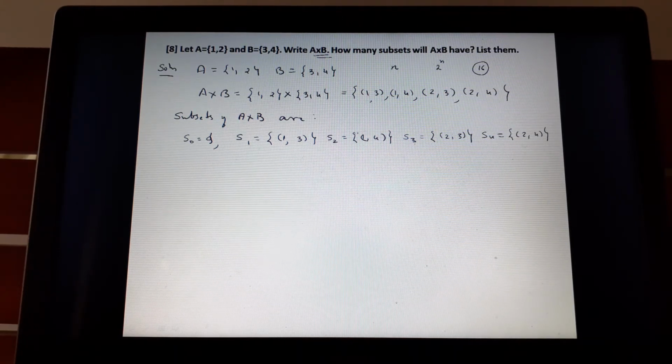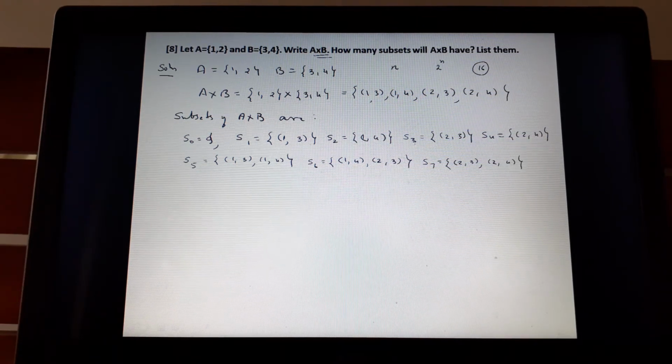Now what is the next one? Sets containing 2 elements. That means I have to take S5, first one, 1 3 and 1 4. So this is a set containing two elements. Then S6, let us take 1 4 and 2 3. This is the next one. Then S7, next one is 2 3 and 2 4.